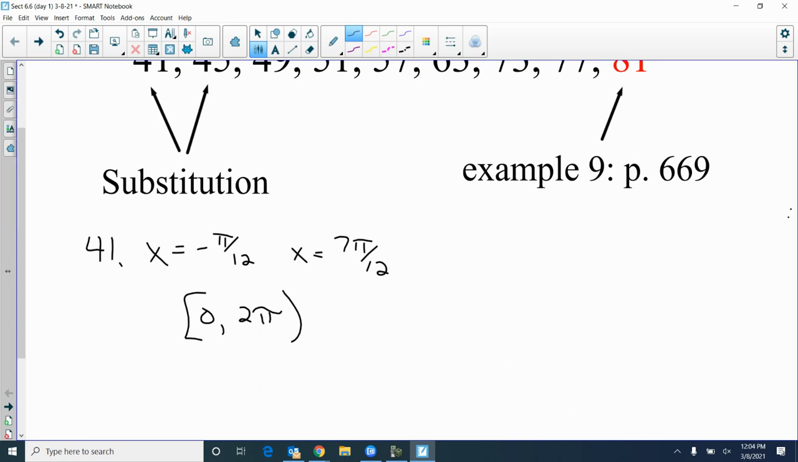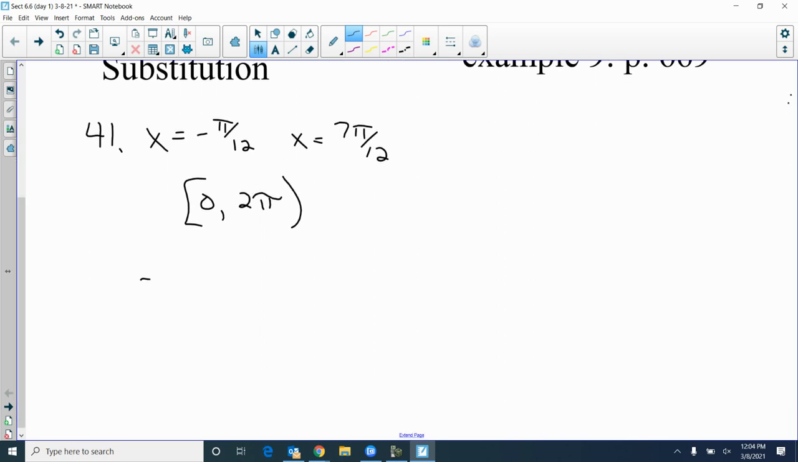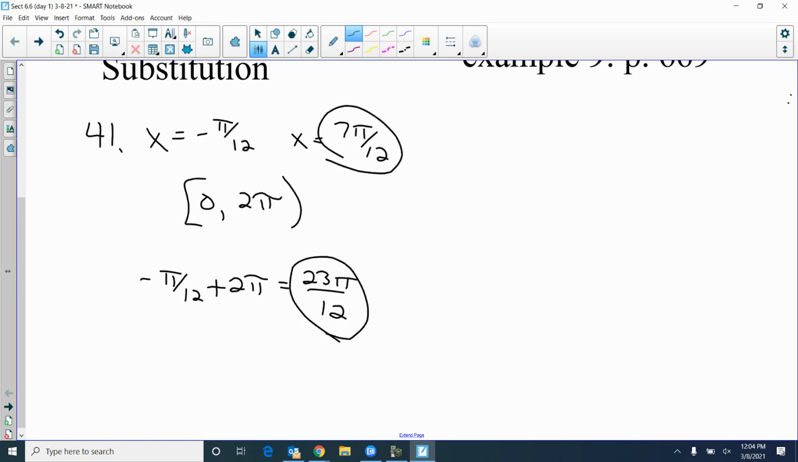How do you get to it? If that's negative pi over 12, the period of that one is 2 pi. What you want to do, you want to add 2 pi to it. So you take negative pi over 12 plus 2 pi, and that's where we get the 23 pi over 12. So if you looked at the two answers, one was, I believe, 7 pi over 12, and the other one was 23 pi over 12. So make sure that if your answer is not in that interval, that you either add or subtract 2 pi if it's sine or cosine, and it would be pi if you're tangent or cotangent for that one.